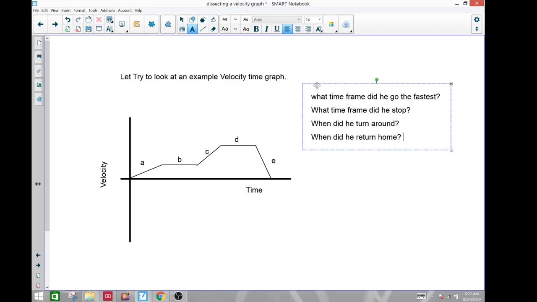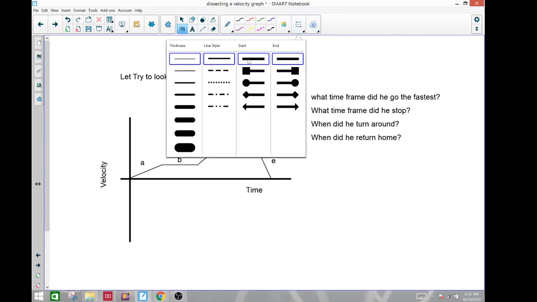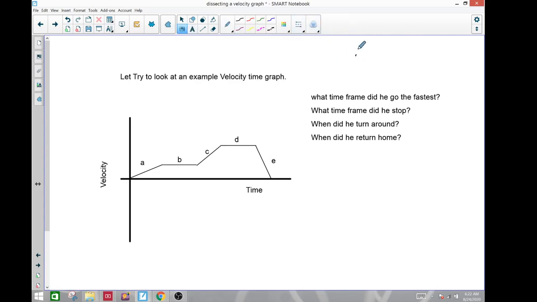So we're trying to mix you up between the various different graphs, and it can be challenging at times for people to keep the two graphs straight, but you've got to remember which one's which. So what time frame did he go the fastest?